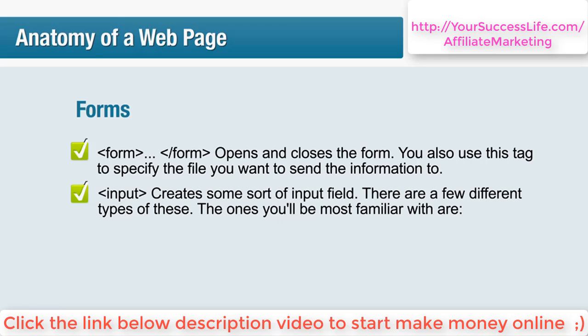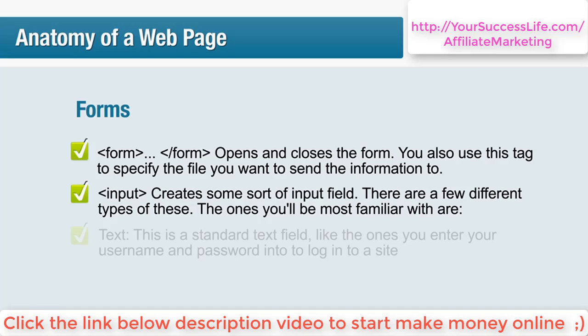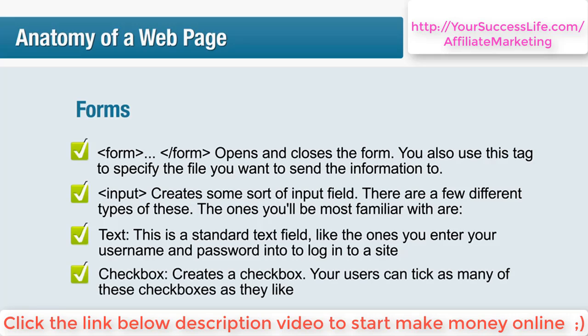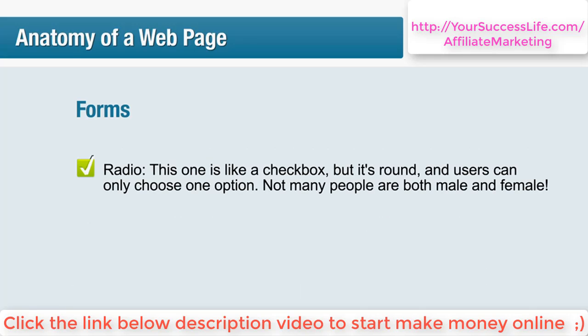Input creates some sort of input field. There are a few different types of these. The ones you'll be most familiar with are these. Text is a standard text field, like the ones you enter your username and password into to log into a site. Checkbox creates a checkbox. Your users can tick as many of these checkboxes as they like. Radio is like a checkbox, but it's round and users can only choose one option. Not many people are both female and male. Submit creates the submit button.